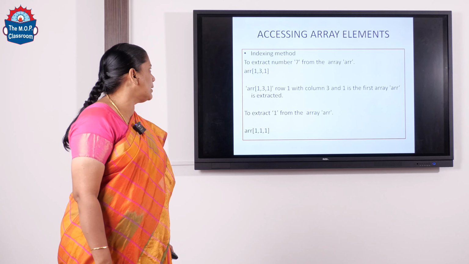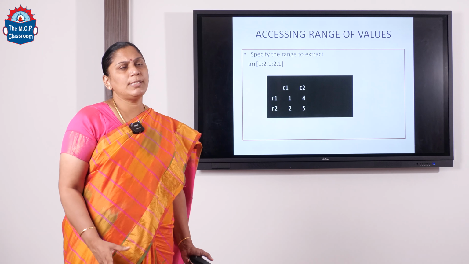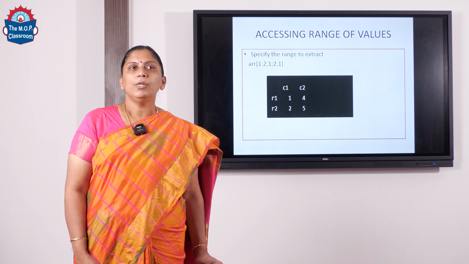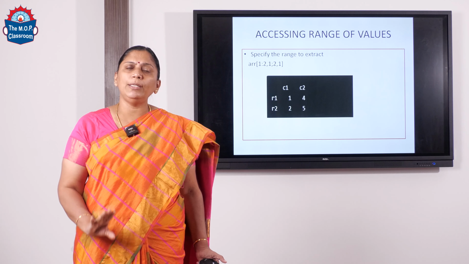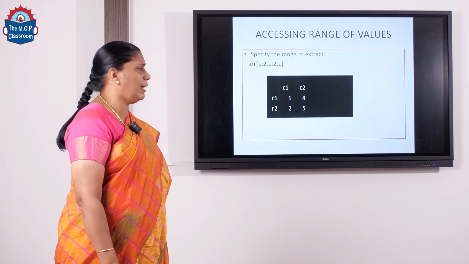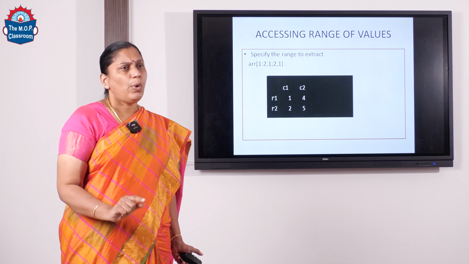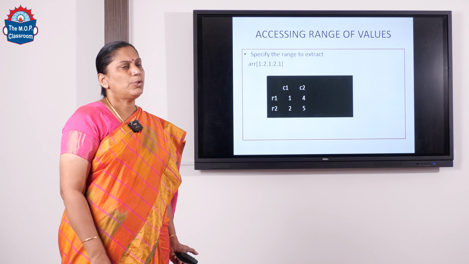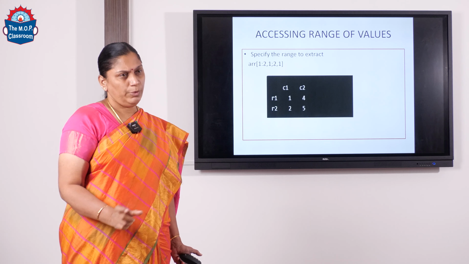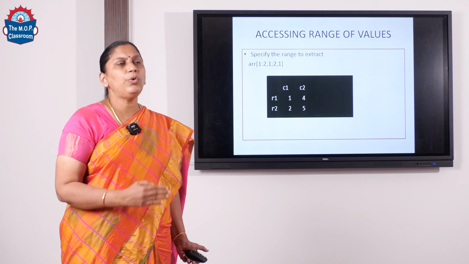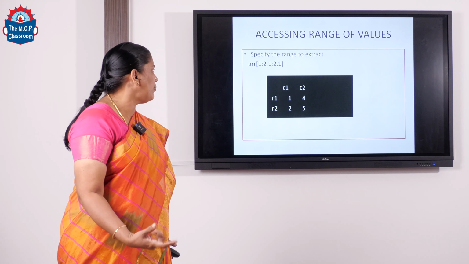Now, sometimes you may be interested in accessing a range of values from the array. In that case, you need to specify the range by means of a special method. Say, for example, the array name is arr[1:2, 1:2, 1]. So the first row, 2 columns. That is, in the first row, I want to extract 2, and in the second row, I have to extract 2 from the first matrix.